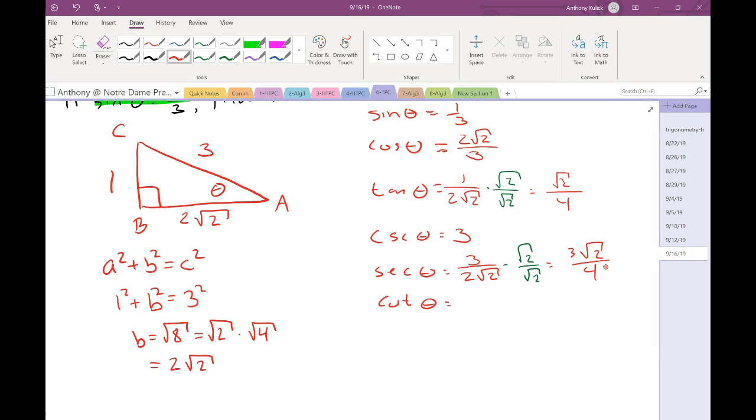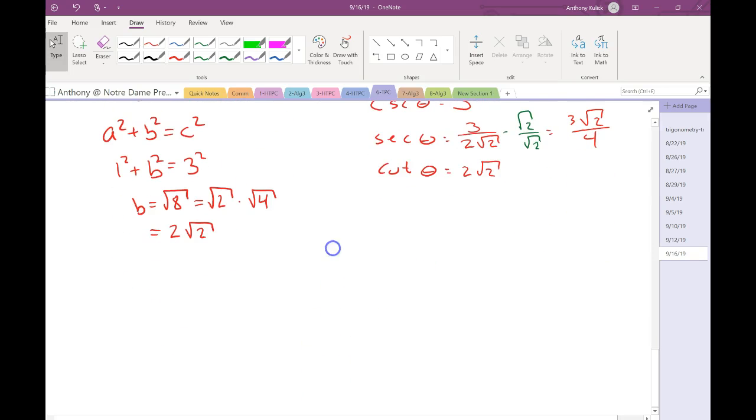And then cotangent is the reciprocal of tangent. So the reciprocal of 1 over this 2 square root of 2 is just 2 square root 2. Everybody feel okay here? Okay.